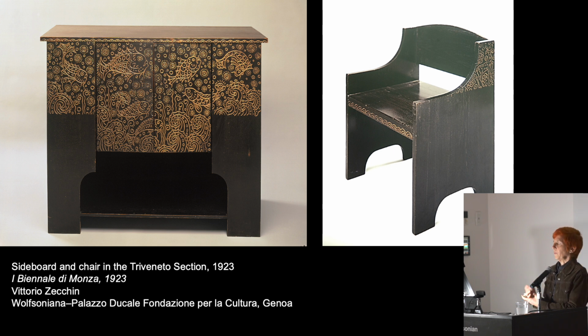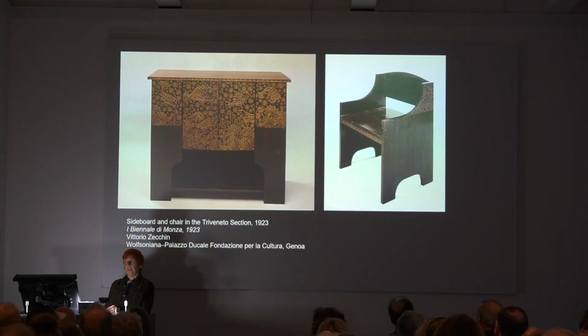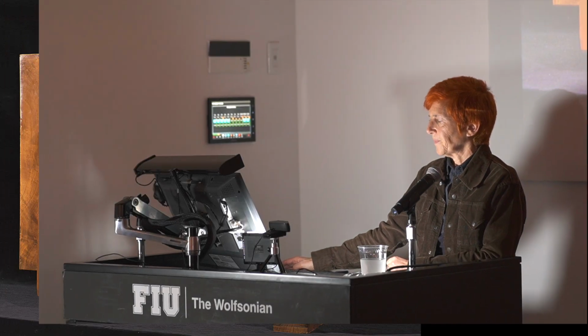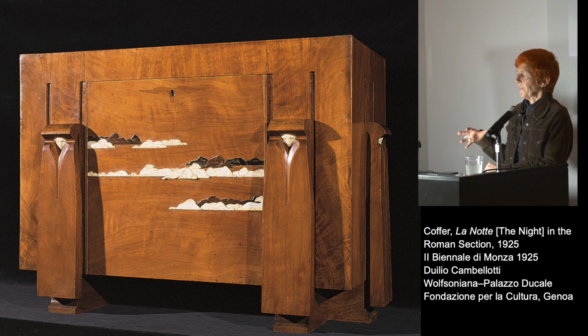We can call it deco, but it's in a way rustic as a shape. But the decorations are for sure influenced by Gustav Klimt, but also by the Byzantine mosaics of Venice. And this piece in the Genoa collection is considered one of the masterpieces of Italian deco. Again, Giulio Cambellotti was a Roman designer and sculptor who looked at the furniture of the Roman countryside, and then he decorated it and added some elements in ivory and ebony that represented the Roman countryside.